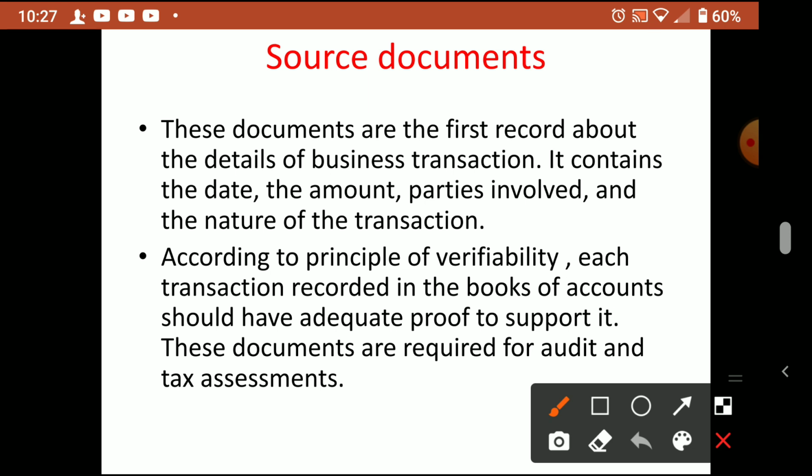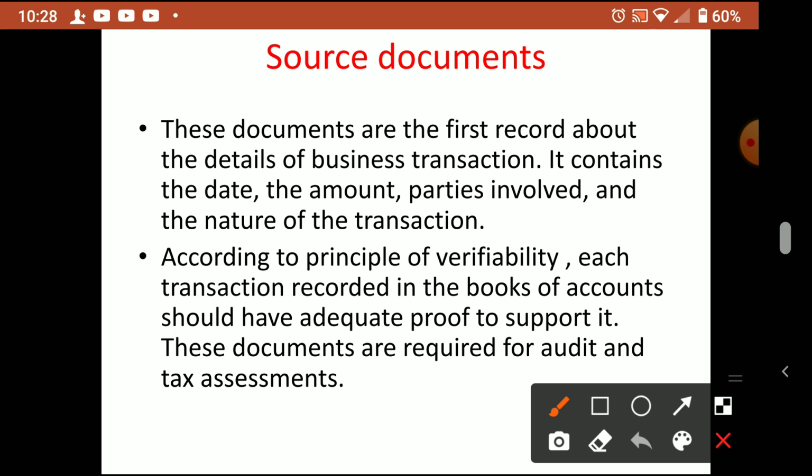It contains the date, the amount, parties involved, and the nature of the transaction. If you check that paper or document, it will contain what? The date of the transaction, the amount involved, the parties involved, from whom we purchased, and the nature of the transaction, meaning cash transaction or credit transaction. All those details will be available in source documents.